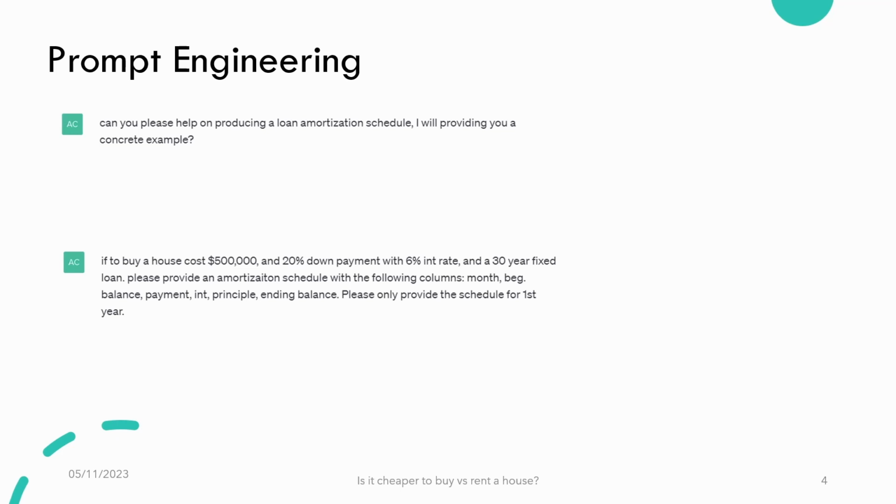And then I provide the detailed example for my analytic purposes. It's the same as I showed you early on with the scenario: 500K is the house price with a 20% down payment, a 6% interest rate, and a 30-year fixed loan. And I also want to tell ChatGPT that I want a certain format, with months, beginning balance, payment, interest payment, principal, and ending balance as the columns, and to only provide the first year schedule for my calculation purposes.